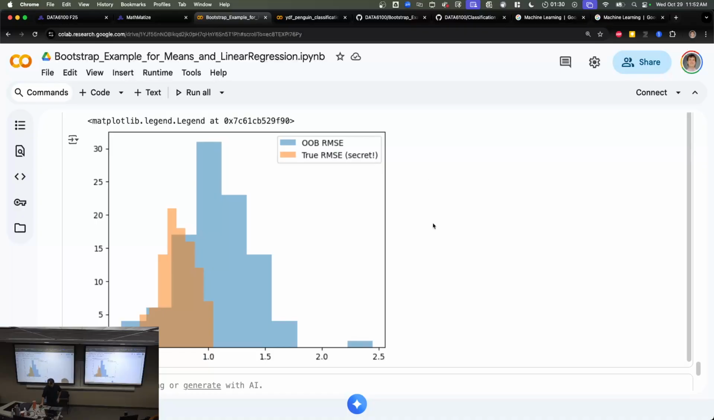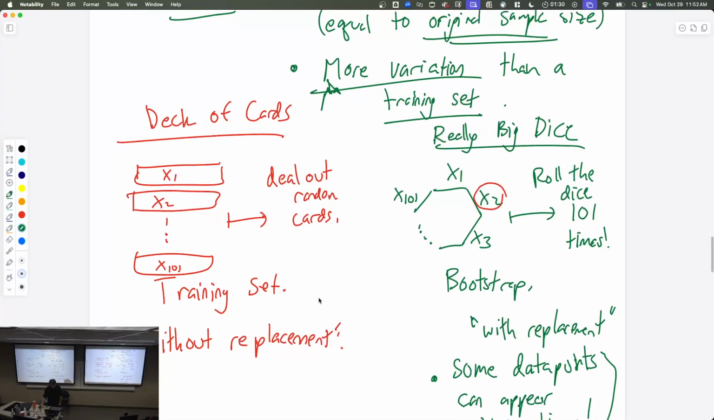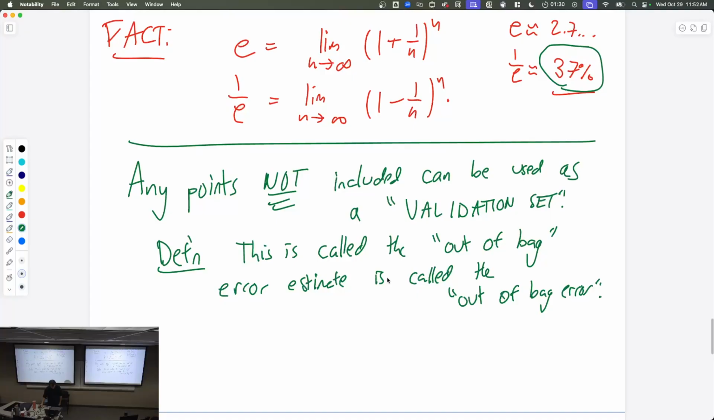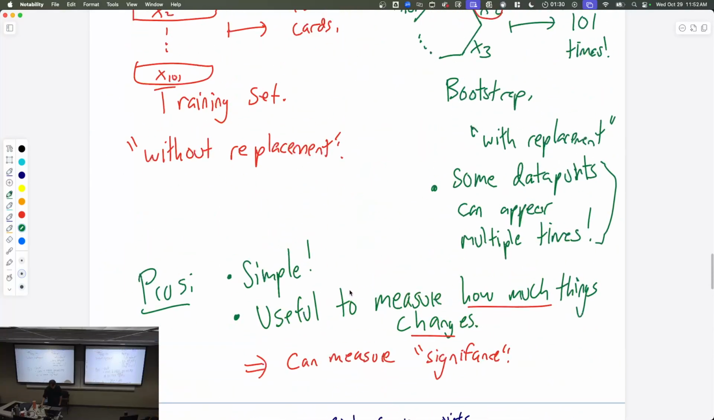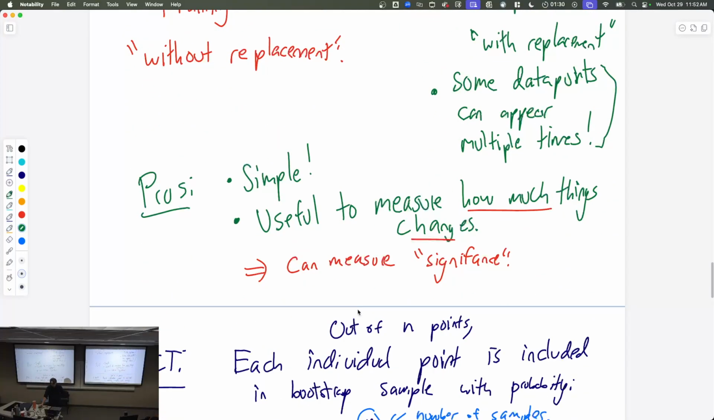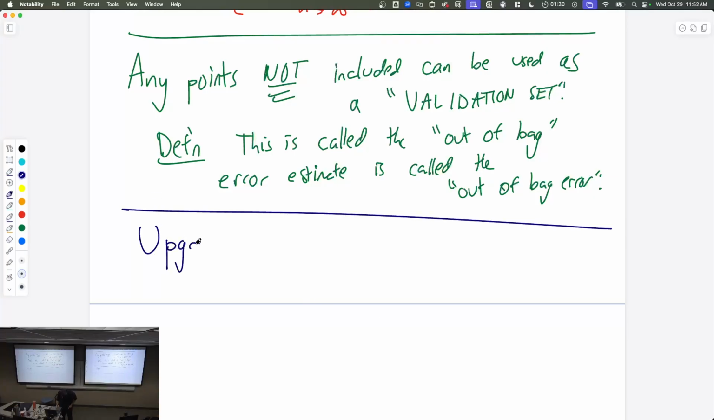Okay, so what is the next level up of the bootstrap? If we've used it to calculate how much things are changing, we can measure how significant something is. We can get error bars on all of our estimates by using these bootstrap samples. But there's one other thing we can do, which is the upgrade. We can do something called bootstrap aggregation.